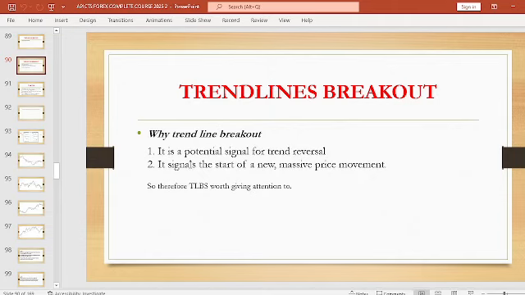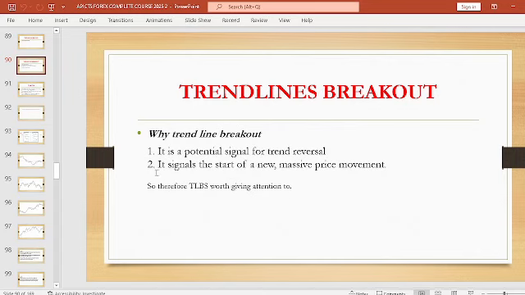So now, trend line breakout. Why trend line breakout? It is the potential signal for trend reversal. When a trend line is broken, it's a signal that the trend wants to reverse. It wants to go in the opposite direction. And number two, it signals the start of a new massive price movement.